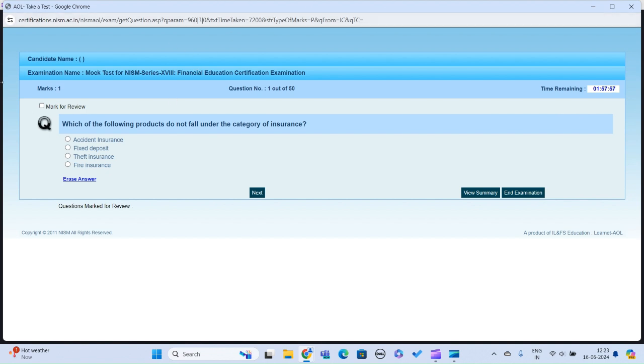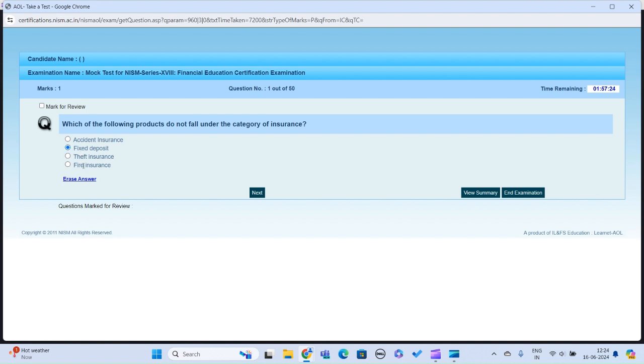So let's get started. Which of the following products do not fall under the category of insurance? If you look at it, yes, accident insurance, yes, that is an insurance. Fixed deposit is just a deposit for which you might not get insurance at all. Though the government of India does provide a kind of insurance if the bank fails, that is not considered as insurance. You don't take insurance for your fixed deposit. So this should be the answer.